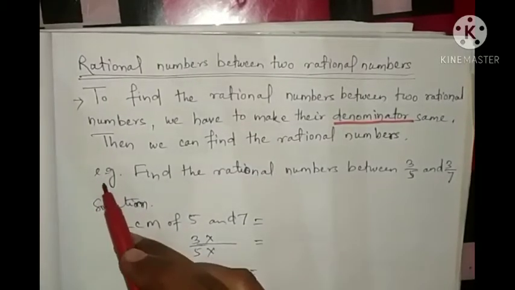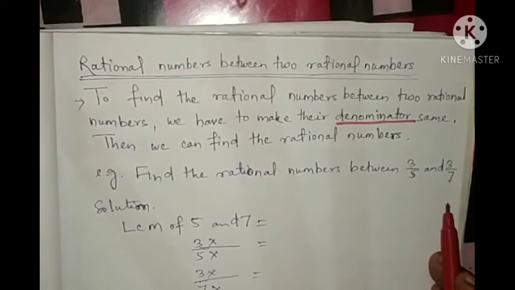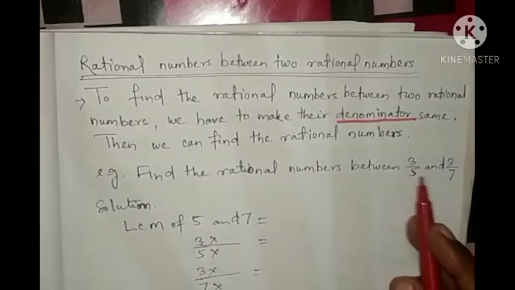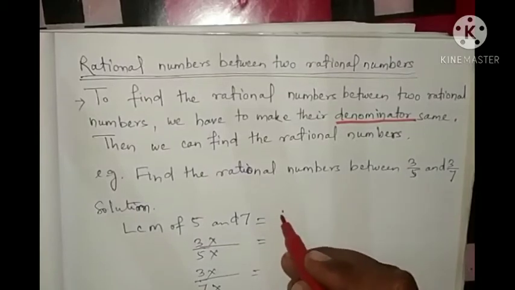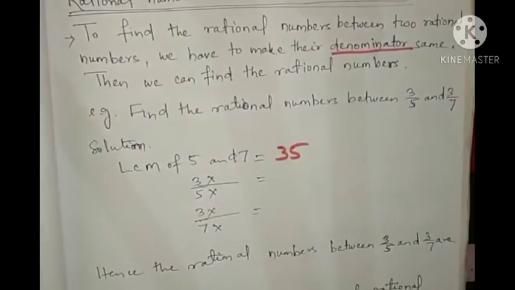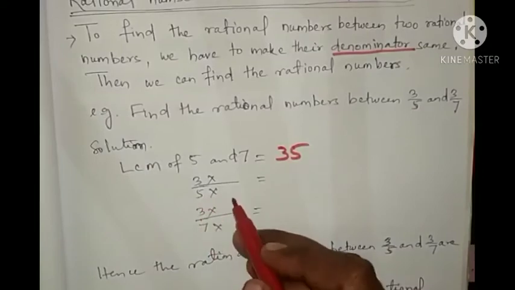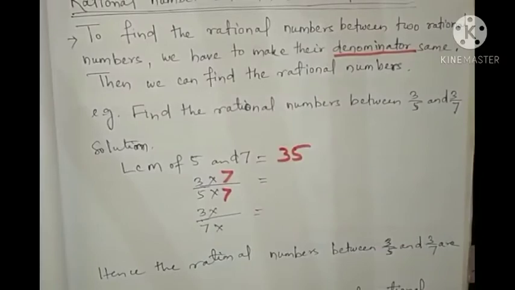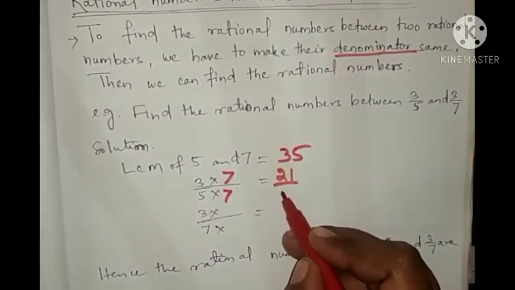Find the rational numbers between 3 by 5 and 3 by 7. Let's take the LCM of 5 and 7, the denominators. The LCM of 5 and 7 is 35. So what will we do? For 3 by 5 we make the denominator the same: 5 into 7 is 35, so we multiply the numerator by 7. So 3 sevens are 21 by how much?